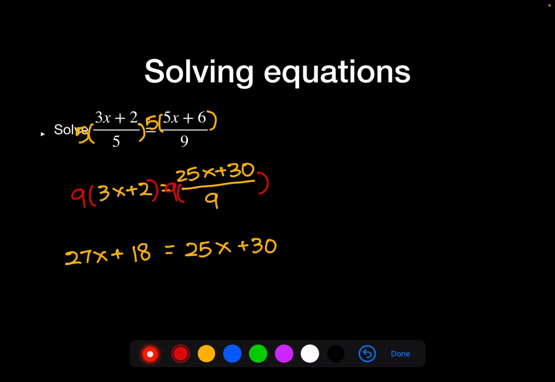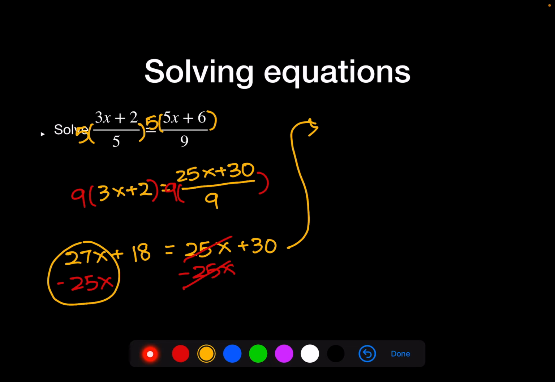So let me start off by subtracting 25x from both sides. Subtracting 25x on both sides gets rid of the 25x over here, because you're adding 25x and subtracting 25x, so it cancels out. So we have 27x minus 25x, that obviously gives you 2x. And then you have plus 18, and that's equal to 30.